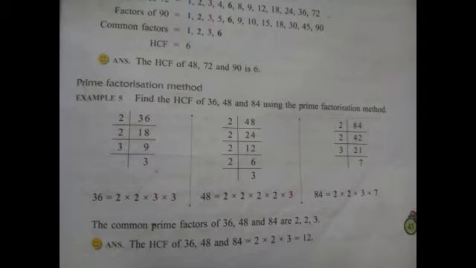Finally, the common prime factors. What are all the common prime factors here? 2 is there in all the 3 numbers, again one more 2 is there, and one more 3 is there. So that's it children, we have to choose only the common factors from all the 3 numbers, that is the HCF. So 2 multiply 2 multiply 3, so the answer is 12.